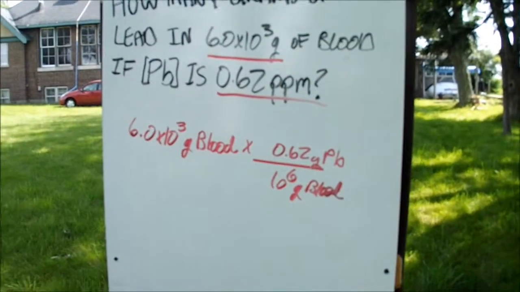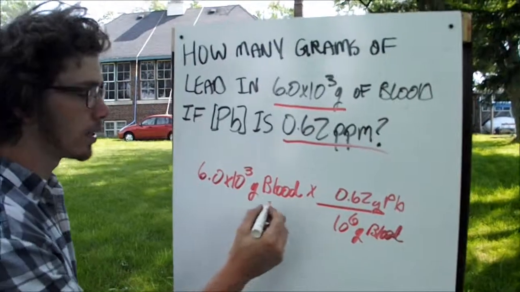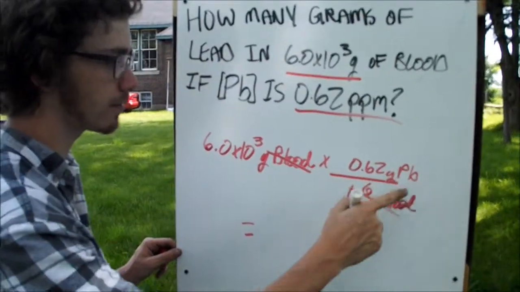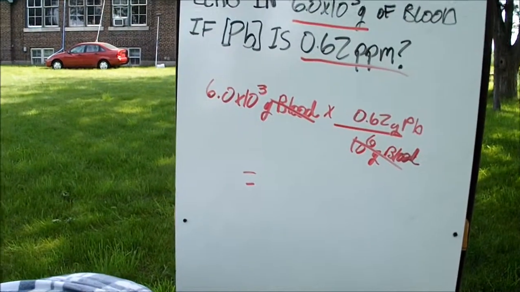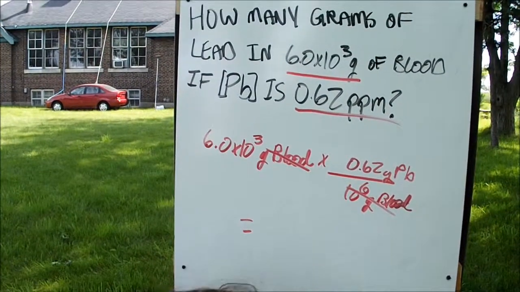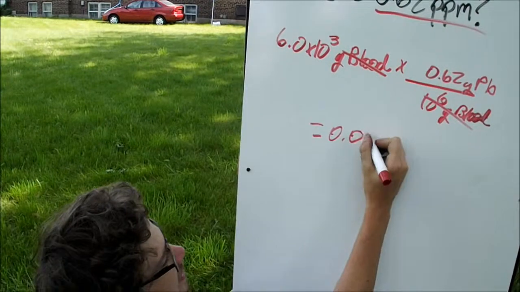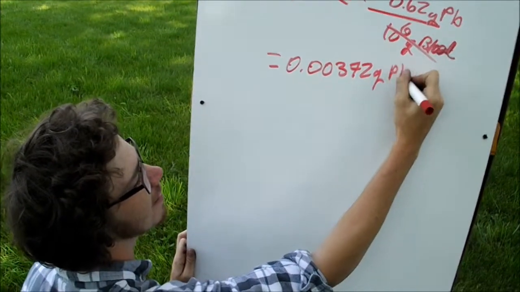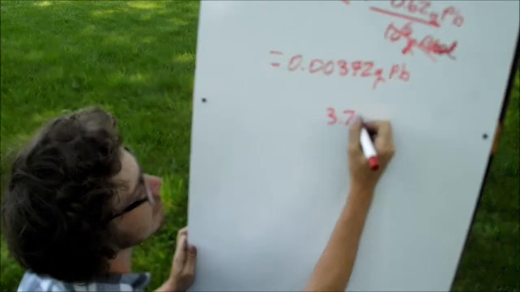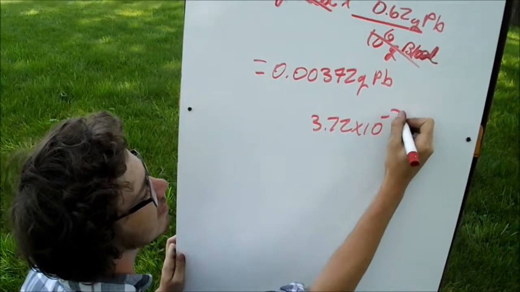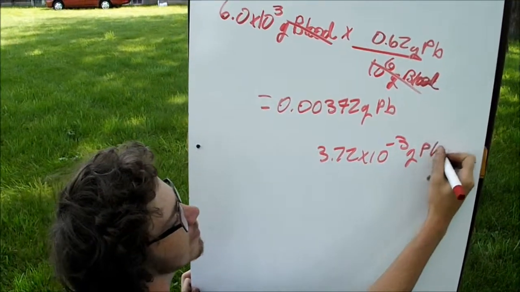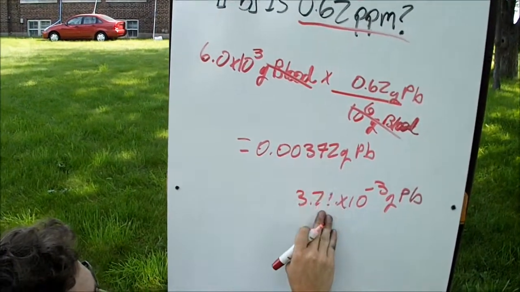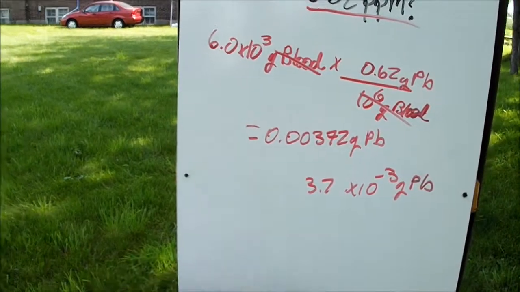It's simple as that. So all you have to do is multiply it out, grams of blood cancel, and it gives you a number in units of grams of lead, which is what it's asking for. And our answer will be 0.00372 grams of lead, which turns into 3.72 times 10 to the negative 3 grams of lead. Actually, significant figures, I'm just going to take that 2 away. So that's the answer to that question.